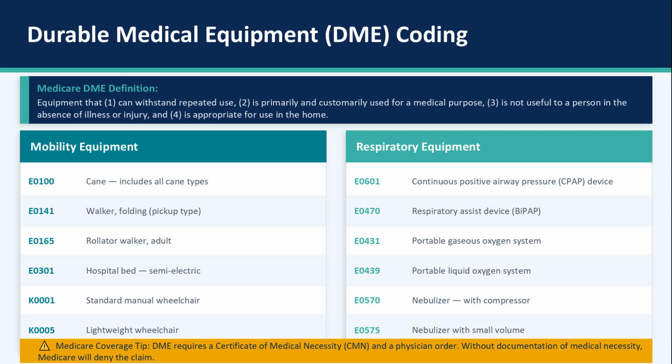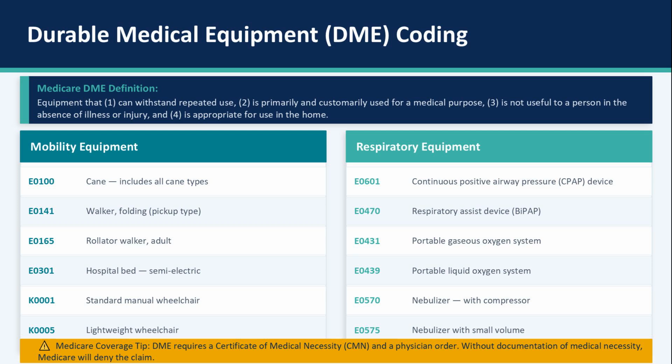1. It must be able to withstand repeated use. A disposable item is not DME. 2. It must be used primarily and customarily for a medical purpose. Sunglasses are not DME. Prescription eyewear can be. 3. It must not be useful to a person who is healthy. A standard recliner chair is not DME. A lift chair with a prescribed medical purpose may qualify.